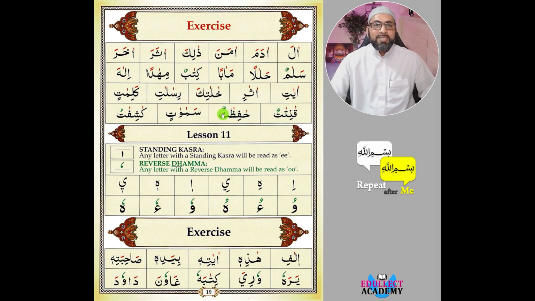Next word. Hafizatun. Hafizatun. Again, repeat after me. Hafizatun. MashaAllah. Next. Samawatin. Samawatin. Samawatin. MashaAllah. Kashifatu. Kashifatu.